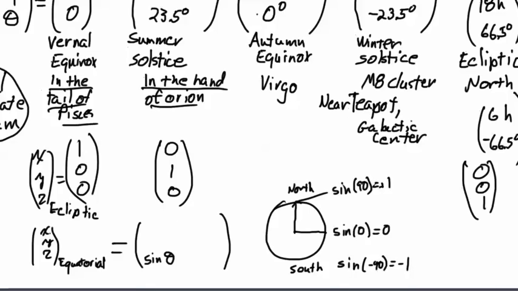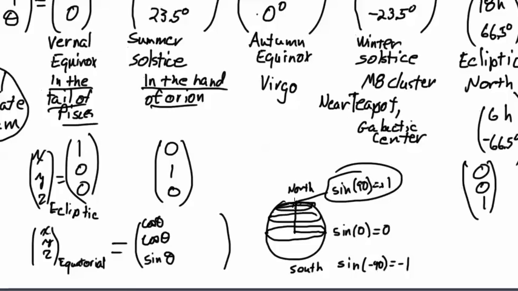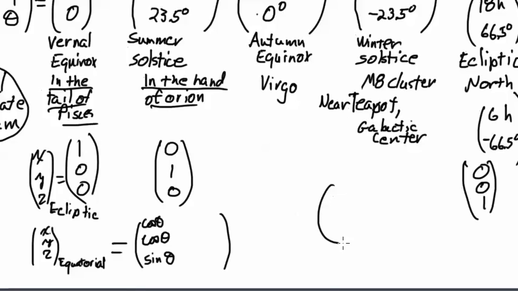Now, the other two things are both going to have a cosine theta term in them, because if I'm up here or down here, depending on where I am on the circle, the disks get smaller and smaller as I get towards the pole. When sine 90 is 1, I can't have any x or y term, but when sine 90 is 0, the x and y term are going to fill out a full circle.